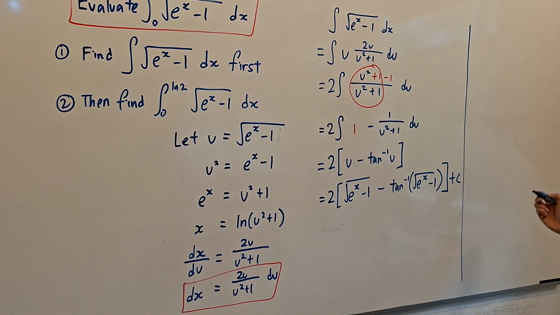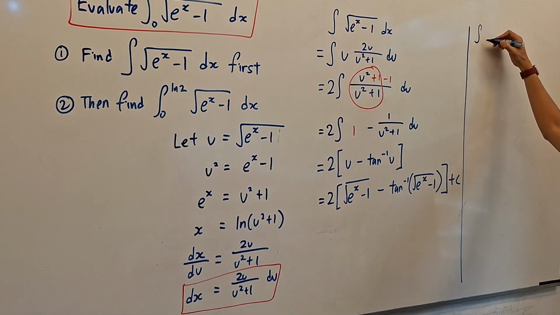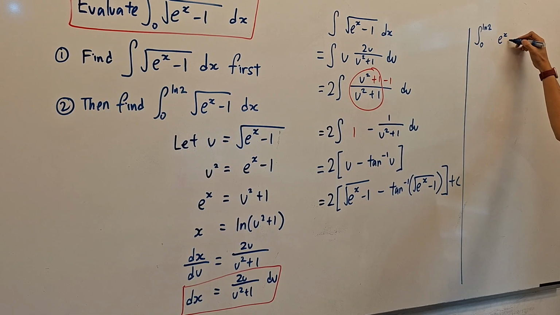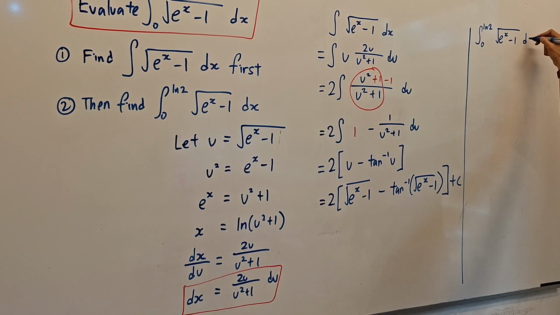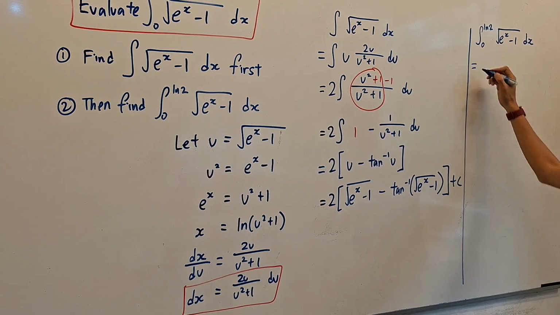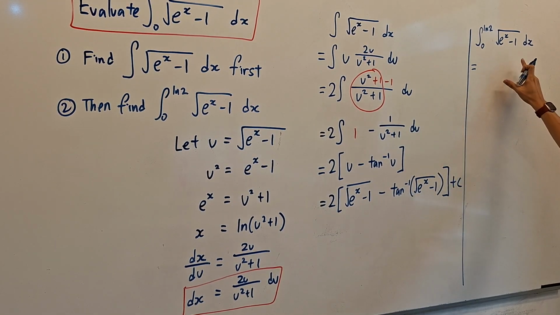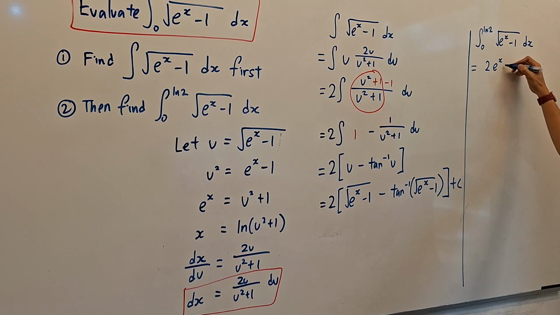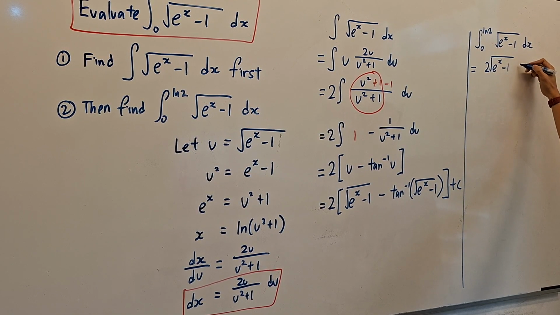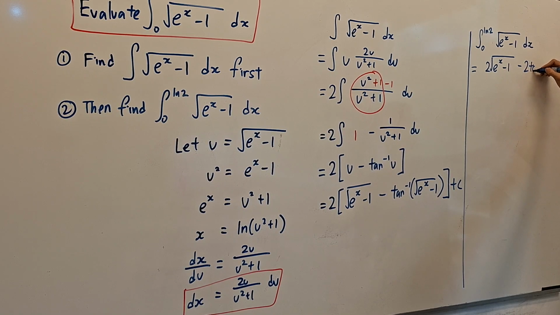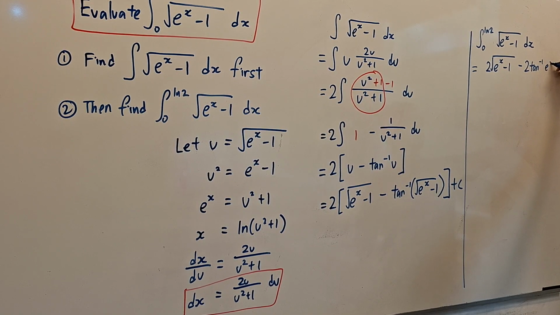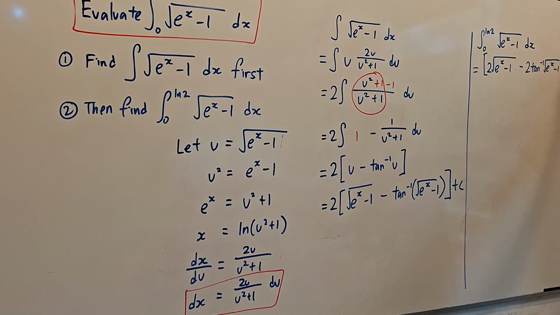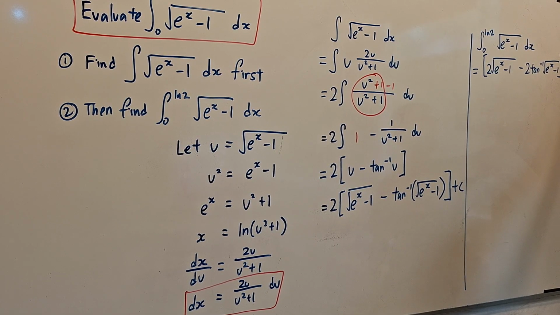Now we can solve the definite integral. It's just putting in the limits from 0 to ln 2 of the square root of e^x minus 1 dx. Since I have the answer over here, I'll just copy it here. So I have 2 times the square root of e^x minus 1, minus 2 tangent inverse of the square root of e^x minus 1. And this entire thing will go from 0 to ln 2.